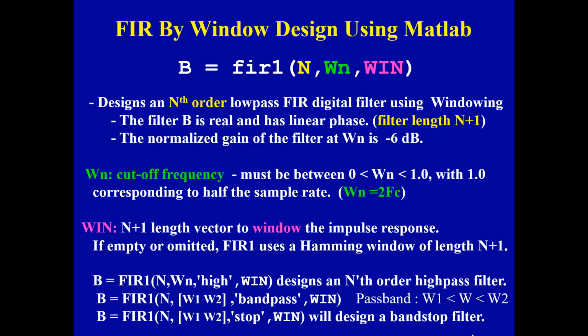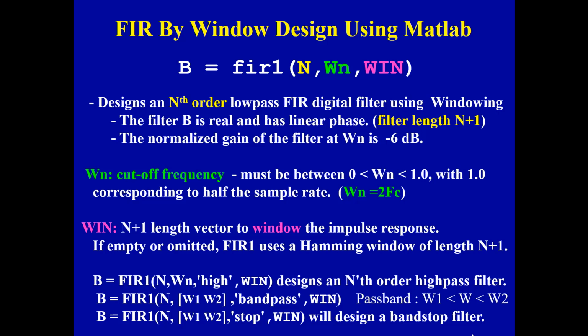The window variable is an array or a vector that has to have the length of the final filter, so it has to have a length of n+1 samples in it, and it should contain the sample values of the window function that you want to use for your design. If you leave off that parameter, the FIR1 command will default to the Hamming window.